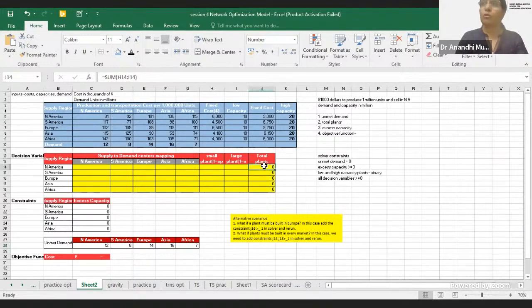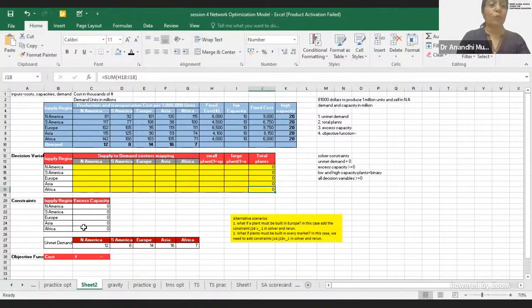Then total number of plants. As of now, I do not know whether I have to go with a small plant or a large plant, that is, a low capacity plant or a high capacity plant. But the total plant has to be a combination of these two. This plus this is going to be my total plant, and that is going to be for all the locations.